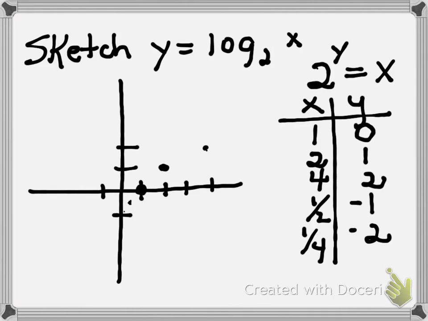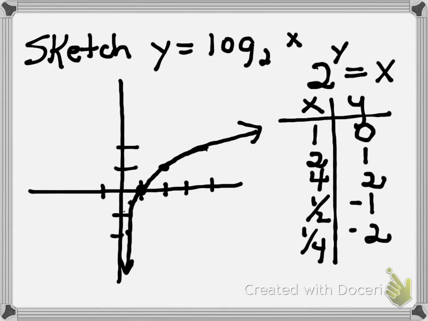And we have the point (1/4, -2). So what we're getting is a graph that looks like this. Okay, so what we want to look at now is what is the domain and range of a logarithmic function.